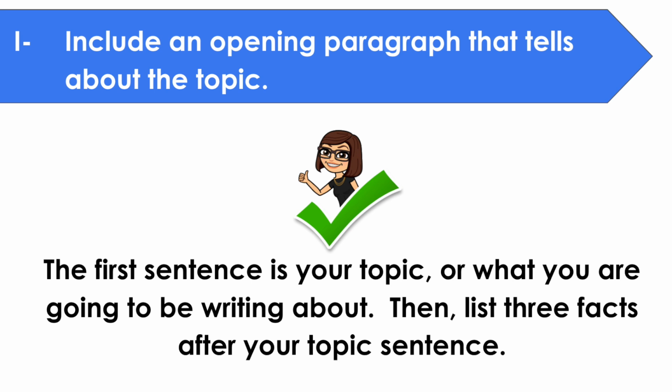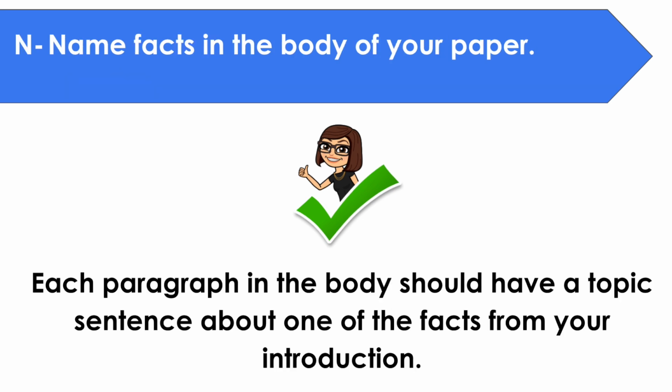So when we look at INFORM, we'll start with the I. I says include an opening paragraph that tells the topic. An opening paragraph is always at the beginning, and we focus on what we are going to be writing about. So you're going to state the topic that you're writing about, and you're going to state 3 main facts. You don't have to do 3, but 3 is always a good number to do. You can do 2, you can do 4, but 3 is just a good number to remember to try to have.